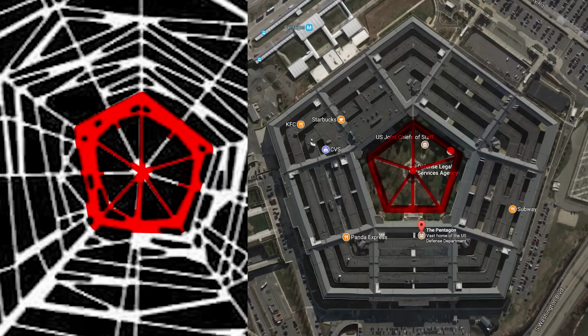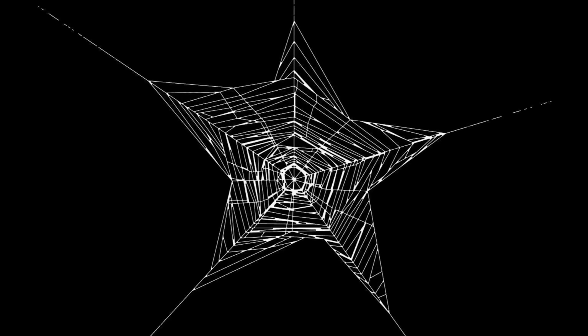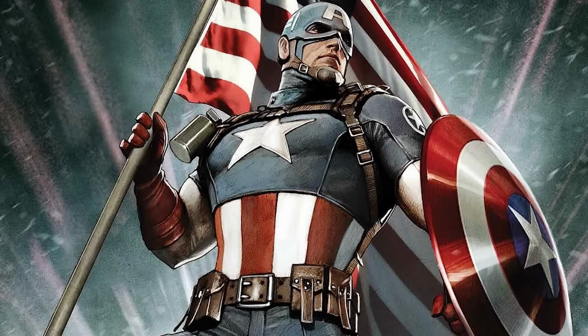I would also say that from a bird's eye view, the Pentagon does have web-like patterns not too dissimilar from the Bridges logo web. I should also point out that the web in this image is shaped like a star, which is very symbolic of America as a whole. That's why Captain America wears a big star on both his chest and his shield.